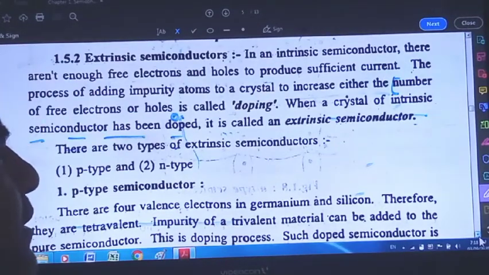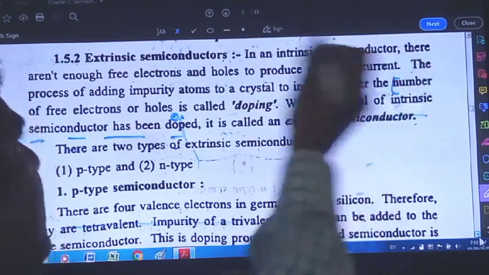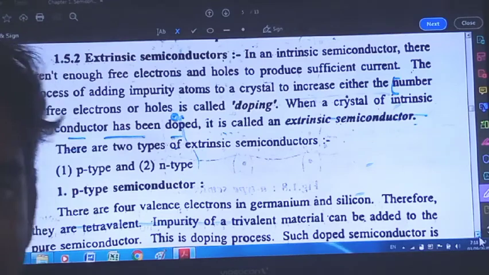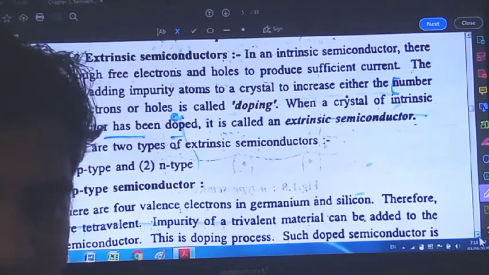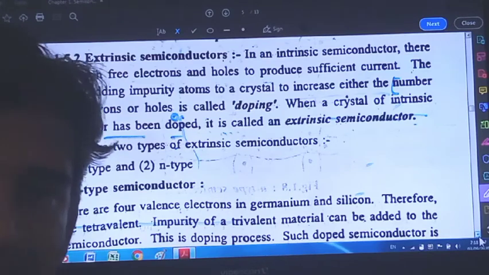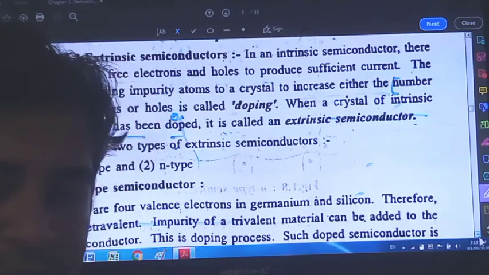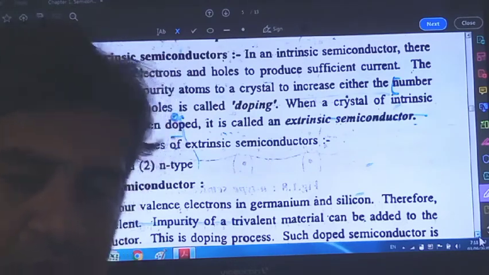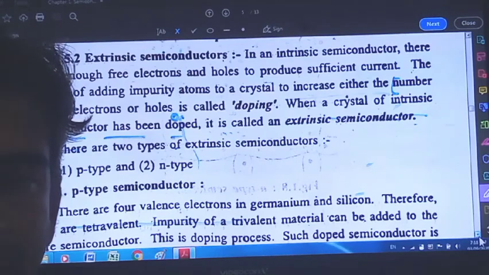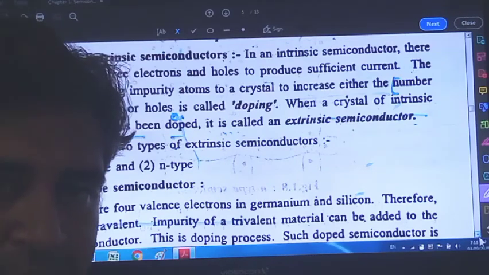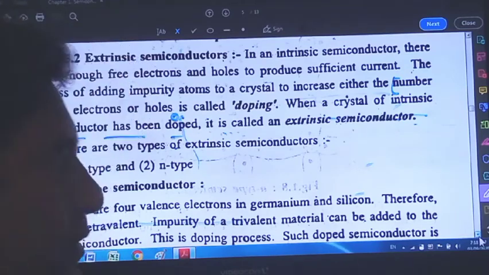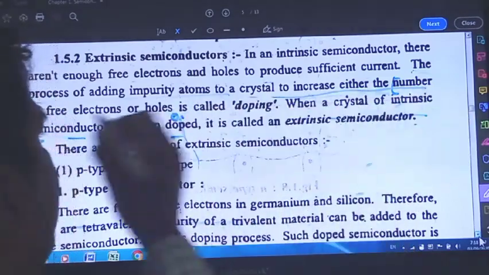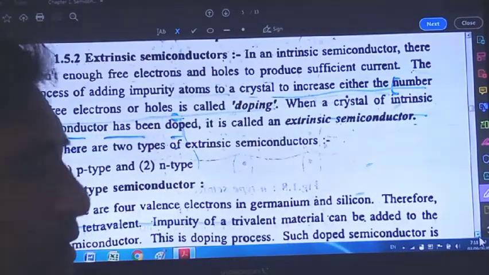This extrinsic semiconductor is needed because in an intrinsic semiconductor there aren't enough free electrons and holes to produce a sufficient current. The process of adding extra impurity to the crystal, which increases either the number of free electrons or holes, is called doping. What is doping? The process of adding impurity atoms to the crystal to increase either the number of free electrons or holes is called doping.